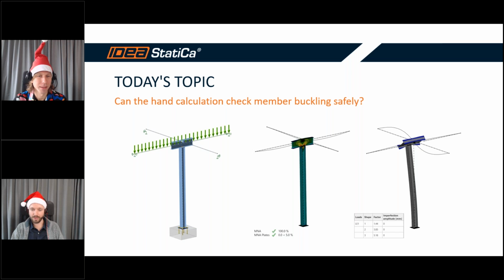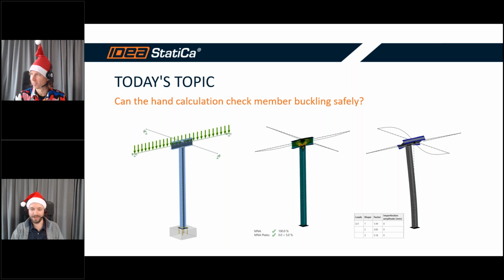And today's topic, as I mentioned, is stability of members. We try to show you that sometimes even the very simple members, simple situations, could be crucial, could be critical when they are influenced by specific details.